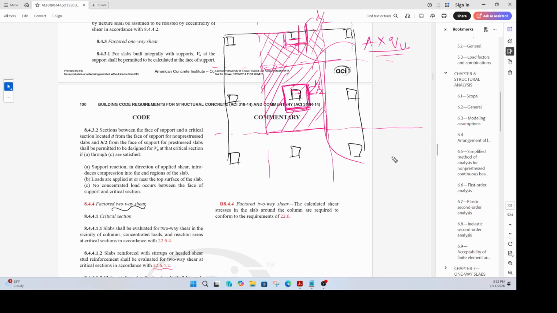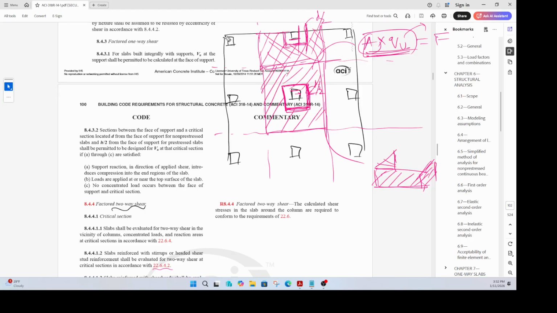So in that case, if you draw it in 3D, it might be something like this, right? So that is the area which is resisting your shear. Shear value is A times QU. QU is the factored load in PSF or KSF. A is the influence or tributary area times this. So this will be a force acting on this particular area. Force by area will get you your shear. You compare that with your strength and take a call, right?